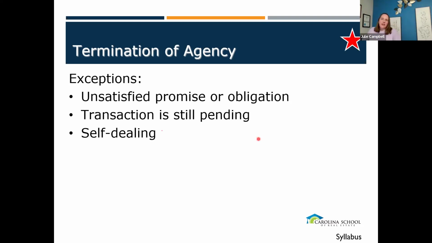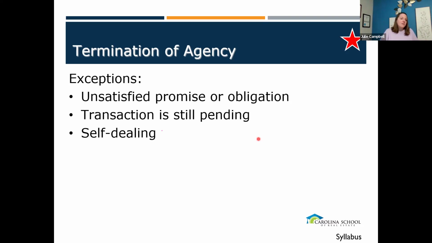With this termination of agency, there are some exceptions. Once agency ends, if you have any outstanding promises or obligations out there, you still have a duty to fulfill those. Once you make a promise, you're in. If our agency agreement expires while we're under contract, common courtesy says I'm still going to get my guys through this transaction. I'm going to get you to closing. I got you this far. I'm going to get you to closing.